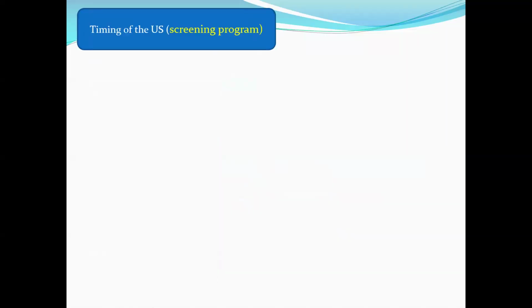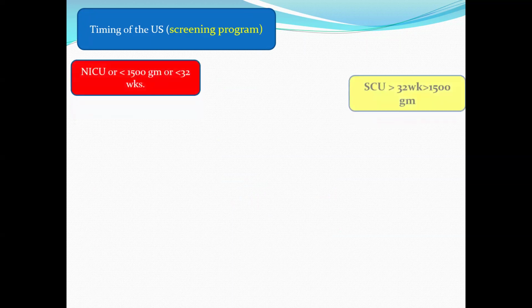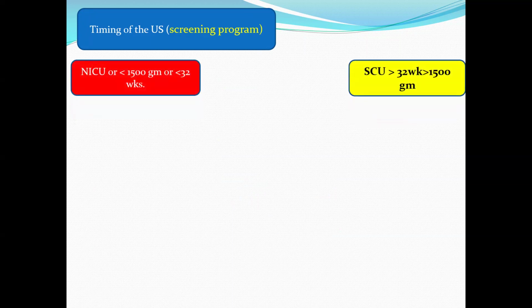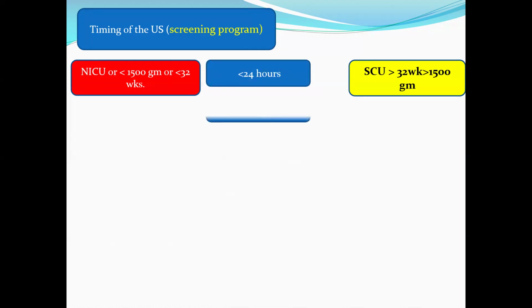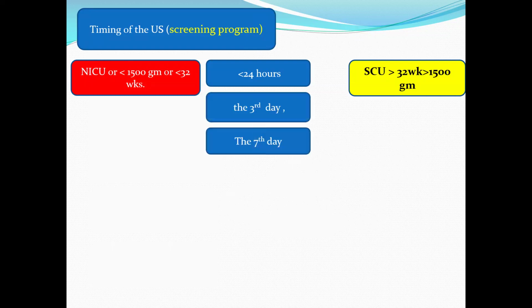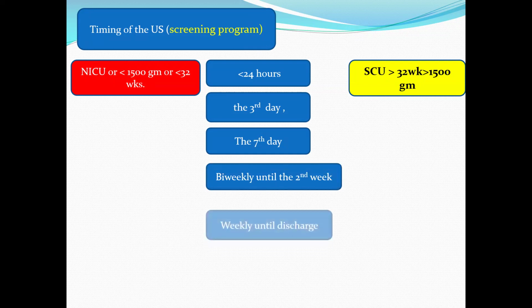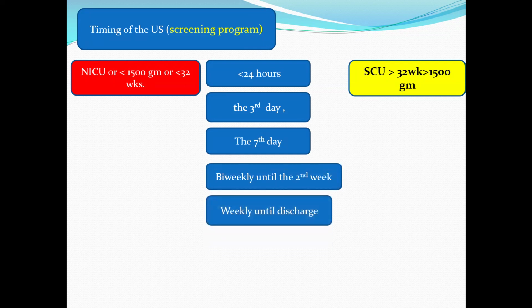Timing of the ultrasound, we have two screening programs, for high risk neonates and for low risk. We will start from high risk, neonates who are in ICU or less than 1,500 gram or less than 32 weeks. We will start from day 0, less than 24 hours, and on the third day and on the seventh day. This is the first week. Then twice until the second week. After that, we have to follow weekly until discharge or full term.